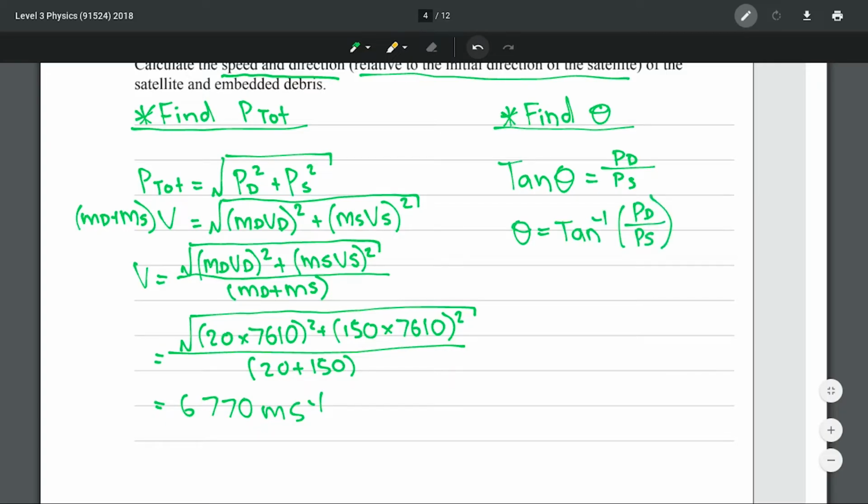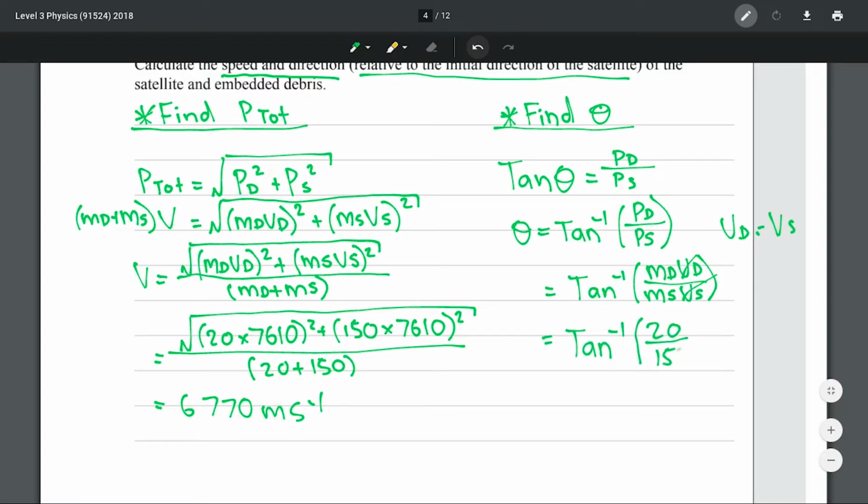substituting mass times velocity for our momentums. And now, since our VD is actually equal to VS, they're traveling at the same velocity, we can actually just cancel this out and save us a bit of calculating. So let's put in our numbers. And that gives me 7.60 degrees to 3 significant figures.